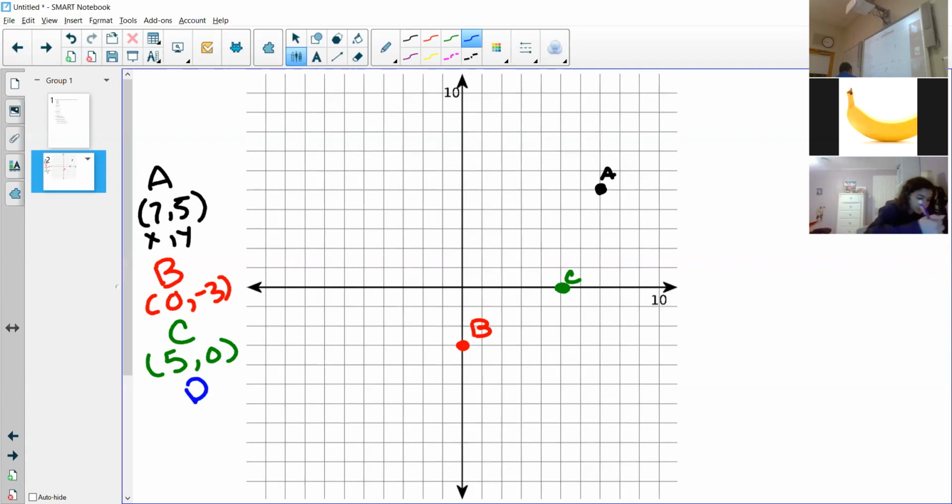Letter D, that's (-3, 2). So this is my first negative. -3, I'm not going right, I'm going left. So -3, I'm going left. 1, 2, 3. Then up 2. 1, 2. So I'm going to put a capital D there. (-3, 2), so left 3, up 2.